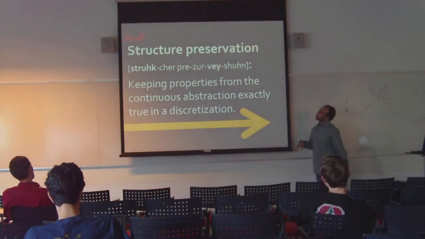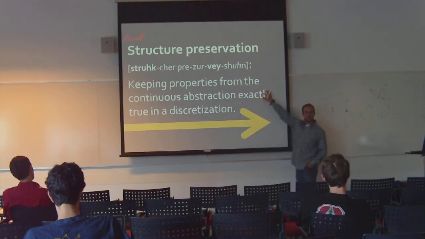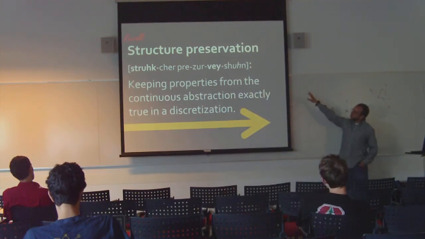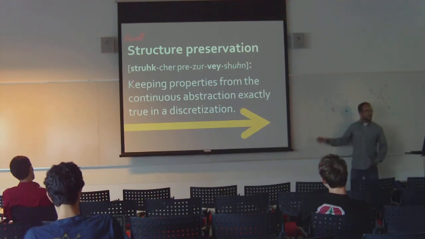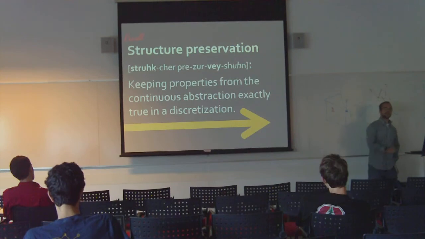So anyway, remember from I think lecture 1 that we talked about this idea of structure preservation, which is what I just talked about. And it is that we want to keep properties from the continuous abstraction exactly. That we're not going to use just divided differences and hope that things work. We're going to say that the theorem I care about from differential geometry is this, and I want a curvature measure that actually preserves that theorem.